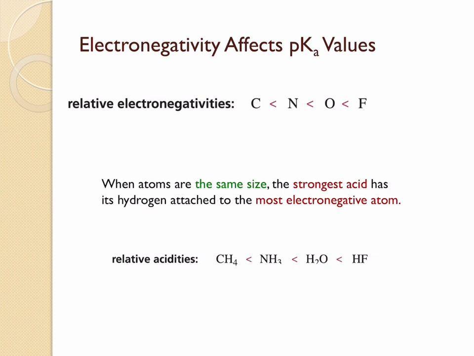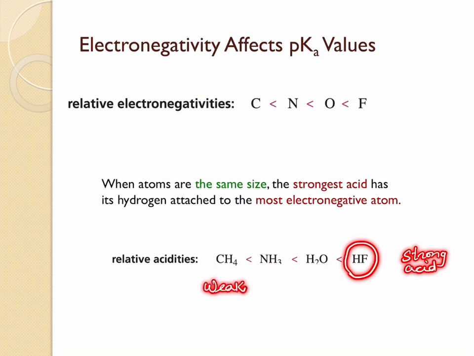Let's compare these atoms: carbon, nitrogen, oxygen, and fluorine. All of these atoms are exactly in the same row, which means they are going to have about the same size. Here, the relative acidities are going to be of this order, where you can see that HF is a strong acid and CH4 is a weak acid.